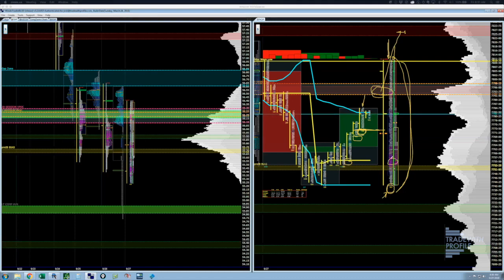Most traded price down here is right around 56, about 4,300 contracts. So you can see if they were going to try to migrate value higher, they've got a couple areas that they could potentially do that if they spend some more time at. So that's something to monitor.